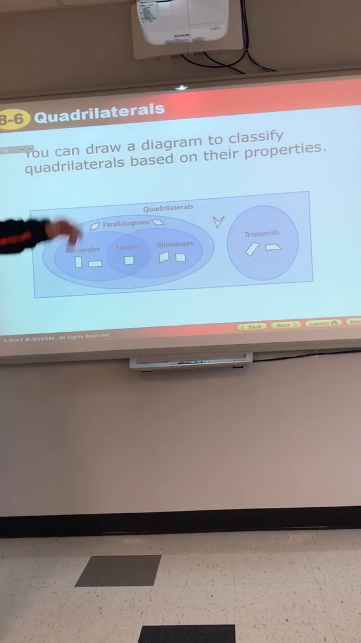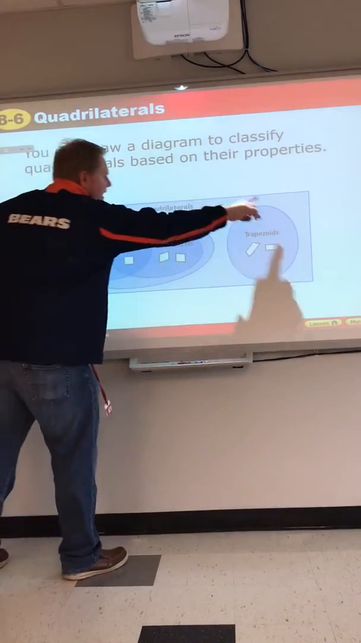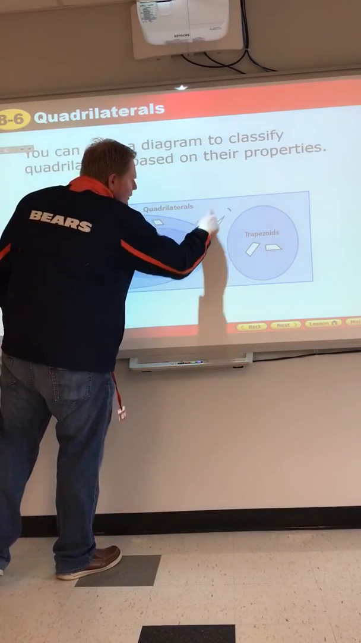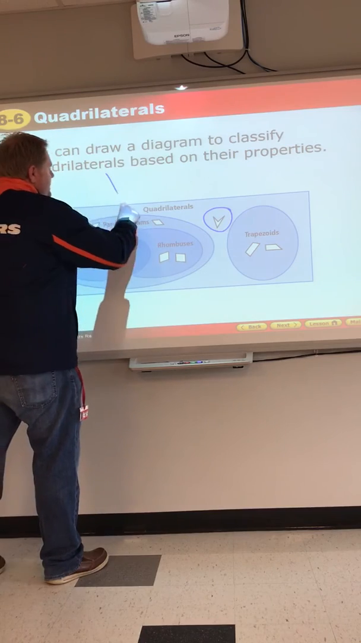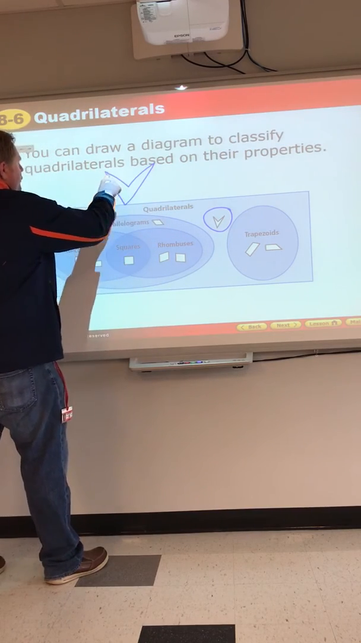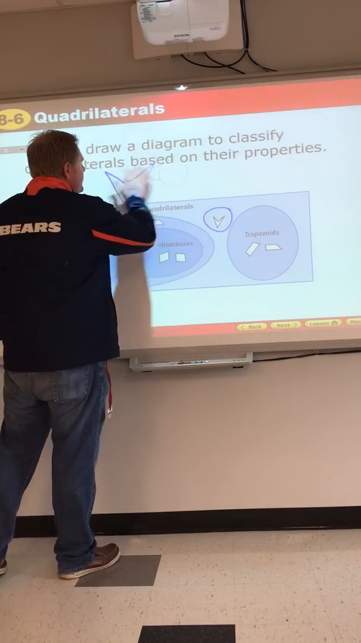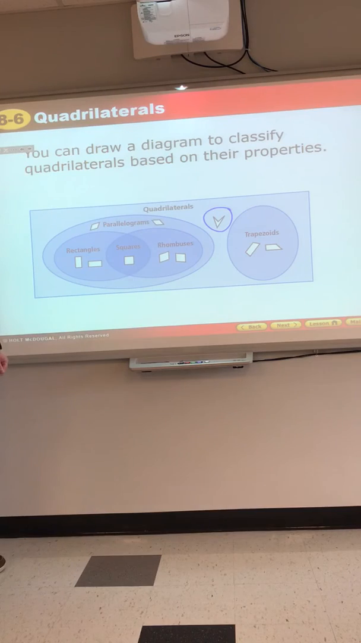Here's the picture I'm talking about from the book. Every one of these inside the square is a quadrilateral. Now, quadrilaterals have 4 sides. So you see the figure like this? 4 sides is closed. That is a quadrilateral. So every shape we did today, except for the 2 triangles, were quadrilaterals.